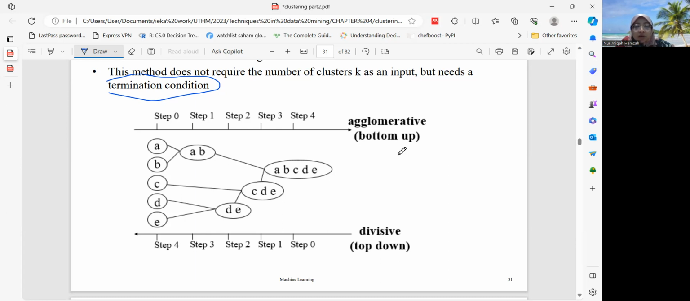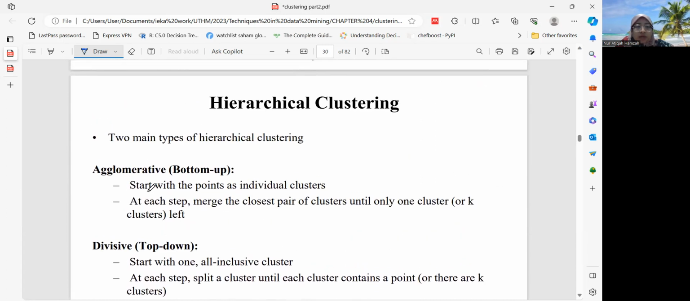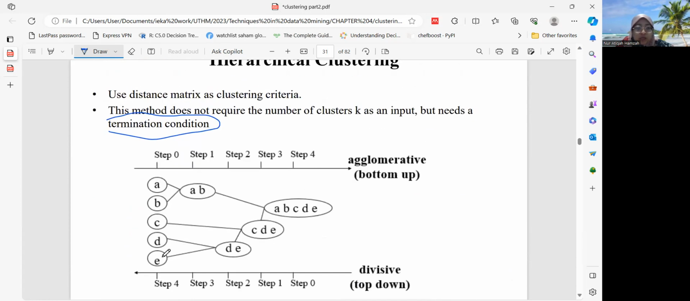Okay, untuk agglomerative, tadi dia ada beritahu kepada kamu bahawa agglomerative is bottom up. It starts with each point as an individual cluster. So, kalau kita tengok kat sini, okay, kita ada 1, 2, 3, 4, 5. We have 5 points, and each point is a cluster. Okay, for agglomerative, it will merge. So daripada 5 cluster tadi, kita tengok step 1.